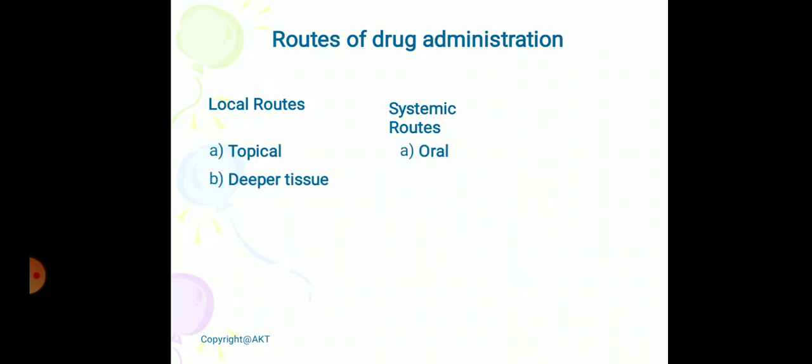Systemic route, oral route. Many times students write that oral route is a local route. No, oral route is a systemic route, because anything which is taken orally will be delivered from the stomach or small intestine to the hepatoportal vein to the liver and finally into the systemic circulation. So oral route is a systemic route. Parenteral administration, parenteral means other than oral route. So IV, intravenous, IM, SC, intrathecal, etc. are known as parenteral route.